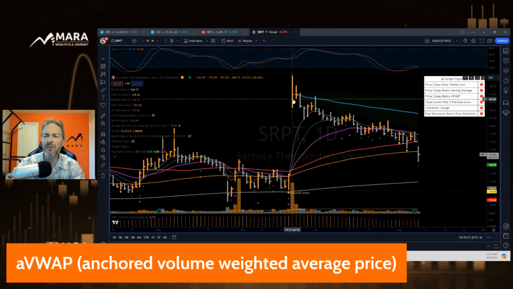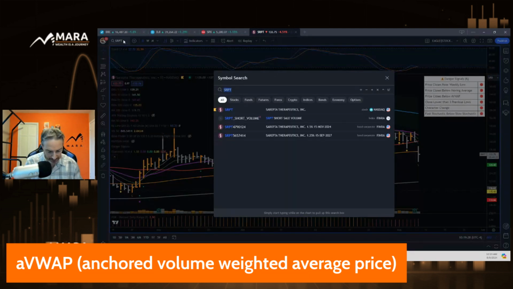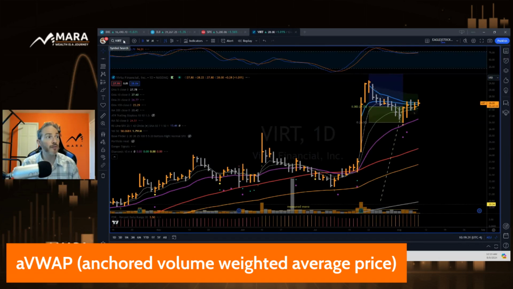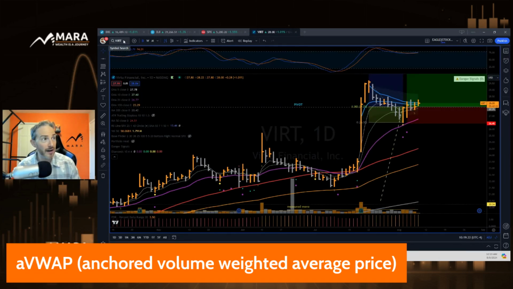There's a couple of places where I will place this anchored VWAP. One of them is at the top of the pattern that I'm looking at. So if we're looking at SRPT, I would be placing it there. If we, I don't know, let's bring up VIRT. This is a trade that I'm in right now, and you might notice that I have two anchored VWAPs on here. So I placed it right at earnings. This was really the start of the move over here, but I also placed one up here.